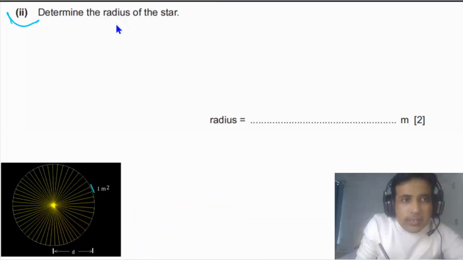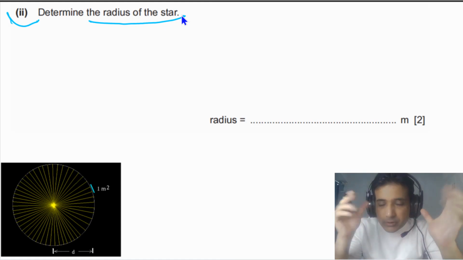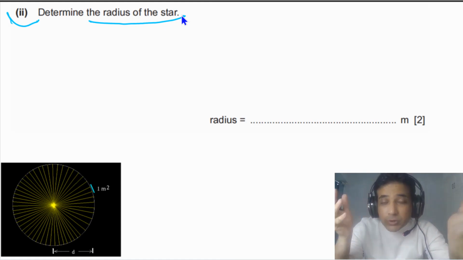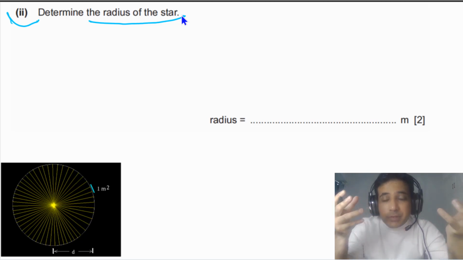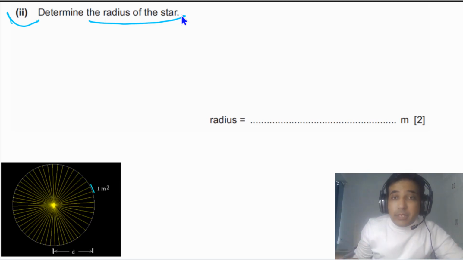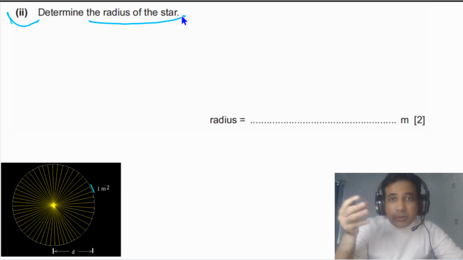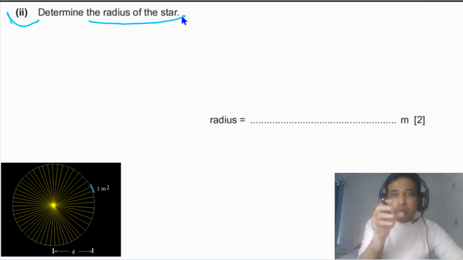For the second part, we need to determine the radius of the star. So we have the surface temperature of the star, and we have the luminosity of the star. We can use these two quantities and we can determine the radius of the star. So you can see how beautiful physics is. Our physics makes our life easier. So we are just sitting on our planet, we have the luminosity, we have the surface temperature, we have determined using other methods, and now we can find the size of the star.